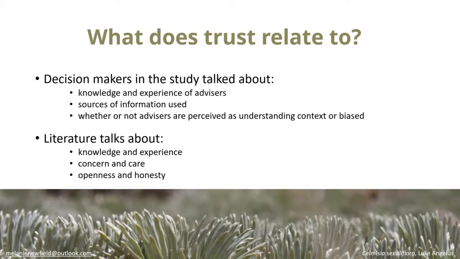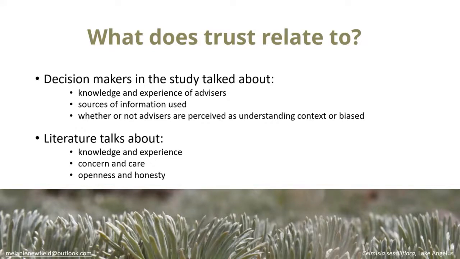Decision makers talked about the knowledge and experience of the advisors who are advising them. And if they trusted that knowledge and experience, they trusted the advisor. They did look at the information sources the advisors were using, so they were doing a degree of validating that information themselves. But what was most interesting was when they said they didn't trust someone. And what came up in particular was they perceived some advisors as not understanding the context in which the decision maker was working.